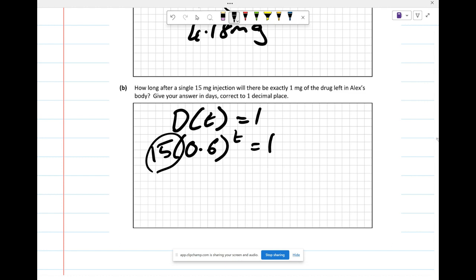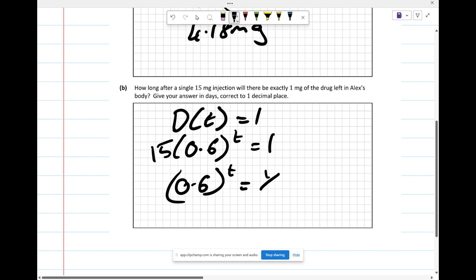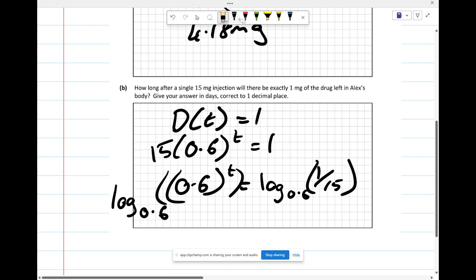Here we have two things multiplied together, and we get rid of that by dividing both sides by 15. So that means 0.6 to the power of t is equal to 1 over 15. Now you can see why we went through all this stuff before about how to get it down. We have the t, but it's stuck up in the exponent of 0.6. So how are we going to get it down? We're going to take log base 0.6 of both sides. And this here is just a number. So log base 0.6 will cancel with this, and we're just left with t is equal to log base 0.6 of 1 over 15.